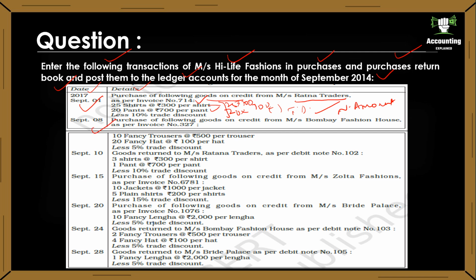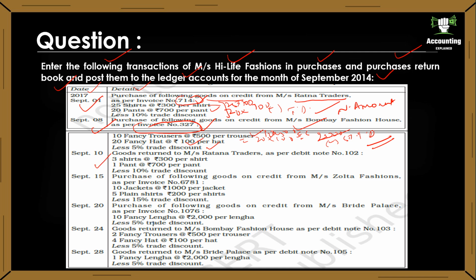On September 8, purchase of the following goods on credit from Messrs. Bombay Fashion House as per invoice number 327. So this is your source document in this case, just as invoice number 714 was the source document earlier. 10 fancy trousers at rupees 500 per trouser, 10 into 500 amount will be taken. 20 fancy hats at rupees 100 per hat, 20 into 100 amount will be taken, 2000. Less 5% discount. Whatever is the amount on that, 5% trade discount will be deducted and the net amount will be taken to the purchases journal book.